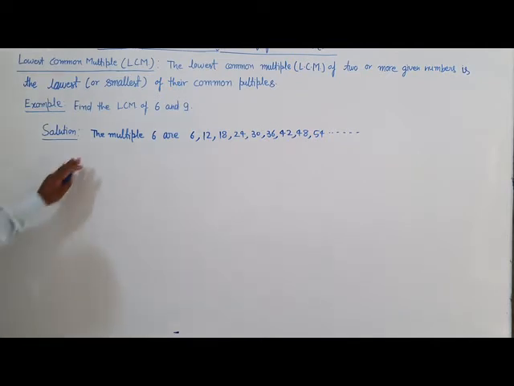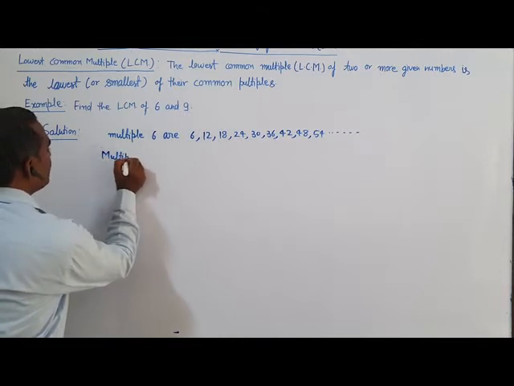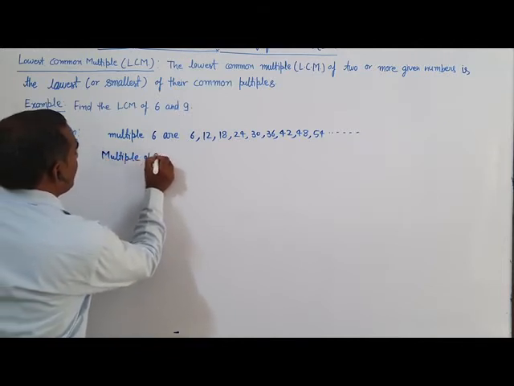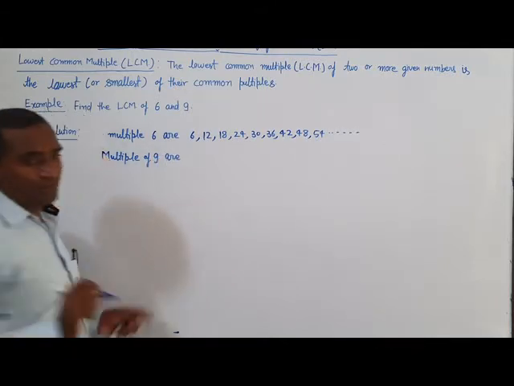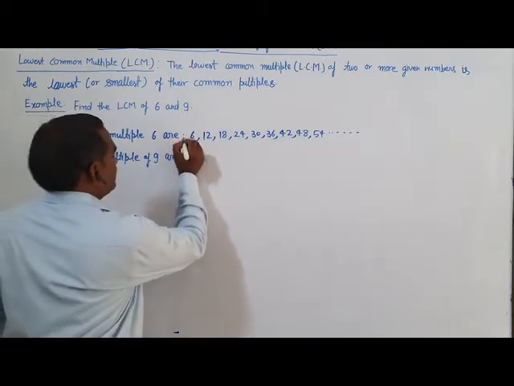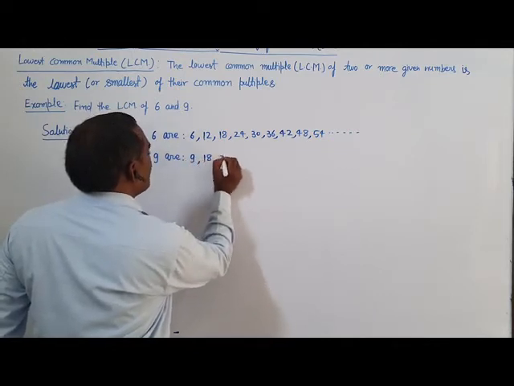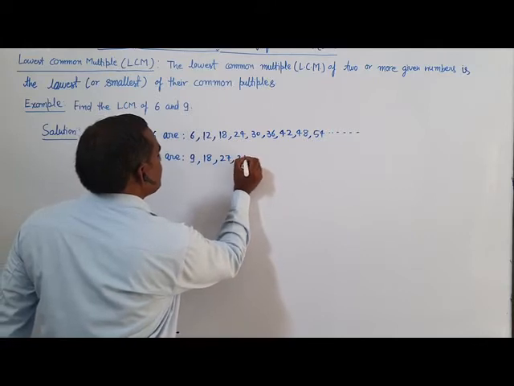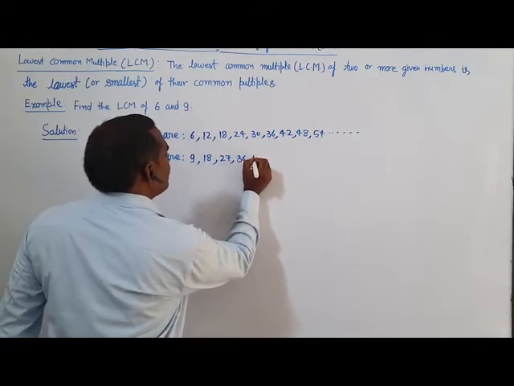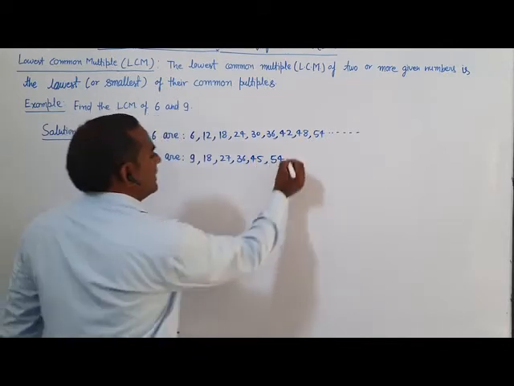Now you have to find the multiples of 9. You have to multiply 9 with natural numbers. 9 times 1 is 9, 9 times 2 is 18, 9 times 3 is 27, 9 times 4 is 36, 9 times 5 is 45, 9 times 6 is 54, and in this way you can continue.